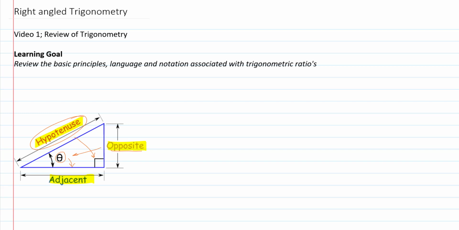So now let's talk about the trig ratios. And you should know the trig ratios. Let's start with sine theta is equal to opposite over hypotenuse. And cos theta is equal to adjacent over hypotenuse, and tan theta is equal to opposite over adjacent.